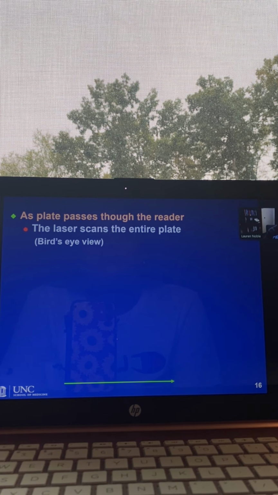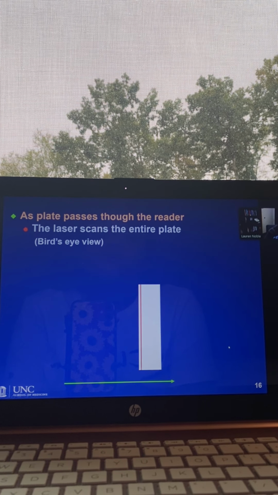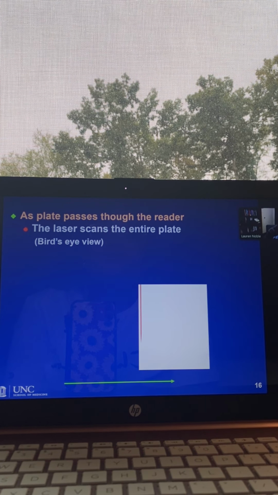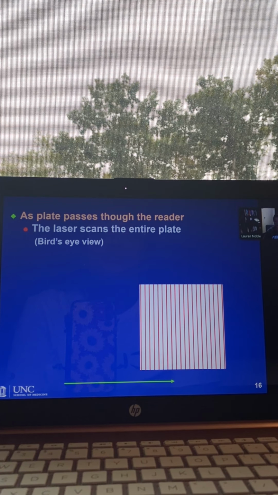Here's a bird's eye view of the laser scanning the plate. This is the direction that the plate will be traveling. That's what's referred to as the slow scan. This is like a bird's eye view, if we were on top looking down at the imaging plate. So there's the plate moving through, and there's the laser. The laser scans faster than the plate moves, so it's referred to as a fast scan. The direction the plate moves is referred to as a slow scan. But it's scanned from top to bottom, left to right. Every segment of that plate is scanned by the laser.